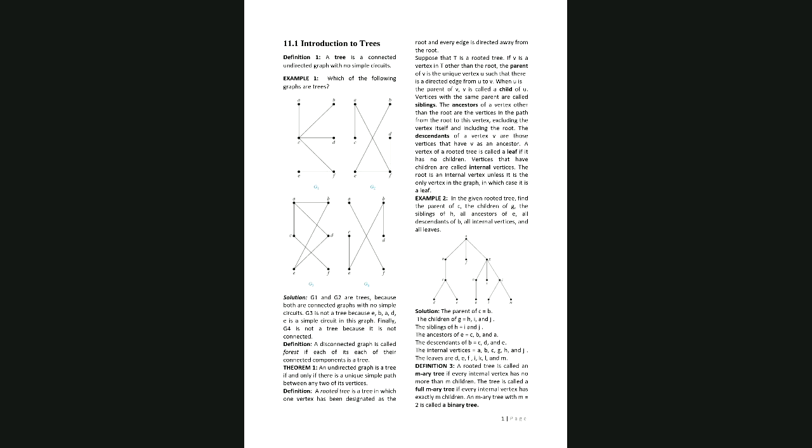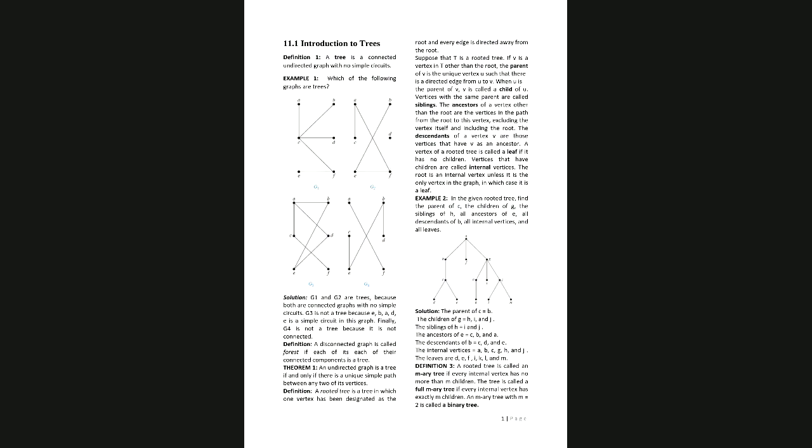Now ancestors. Which vertices are the ancestors of E? What is the parent of E? C. C, B, B, A. Up to A you can calculate all the parents. Which vertices are the ancestors of K? H, G, A. Which vertices are the ancestors of L? J, G, A. Which vertices are the ancestors of M? J, G, A.